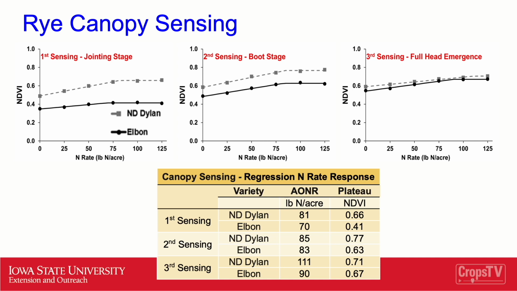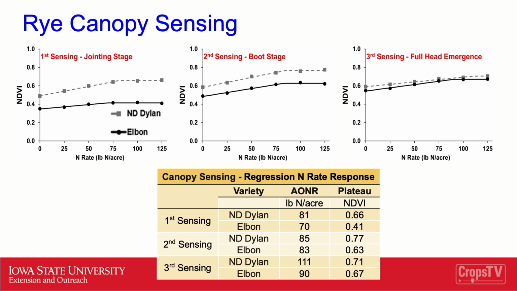We did the canopy sensing, as I mentioned, at 3 stages. So we have 3 graphs here. The left graph is at the jointing stage, the middle graph is at the boot stage, and the right graph is at full head emergence. As I mentioned before, the Elbin just did not have quite the stand early in the season as the ND Dillon, and you can see in this case we're looking at NDVI, or normalized difference vegetative index, quite lower NDVI values with the Elbin than the ND Dillon.